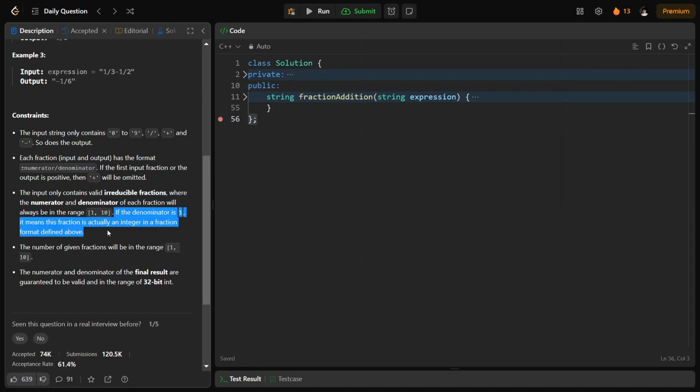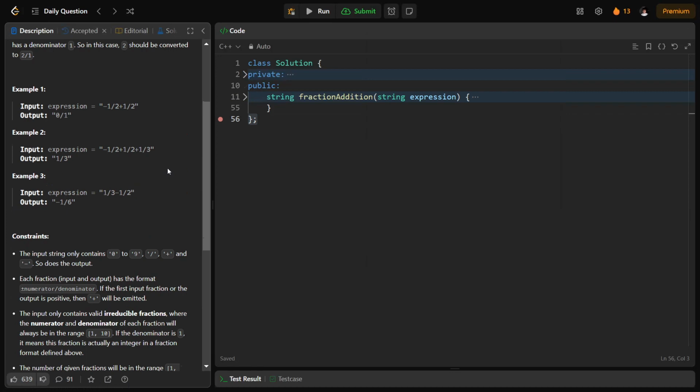The number of given fractions will be in the range 1 to 10, and the numerator and denominator of the final result are guaranteed to be valid and in the 32-bit range. The last point is very important, because you have to convert whatever the number is into an integer to do the calculations. Now, what could be the wrong approach?